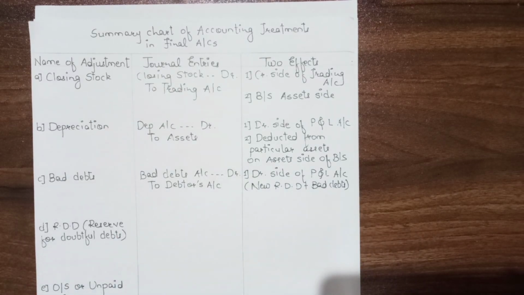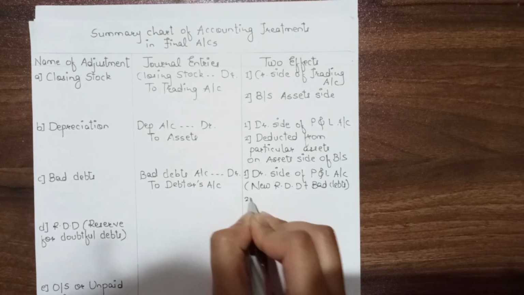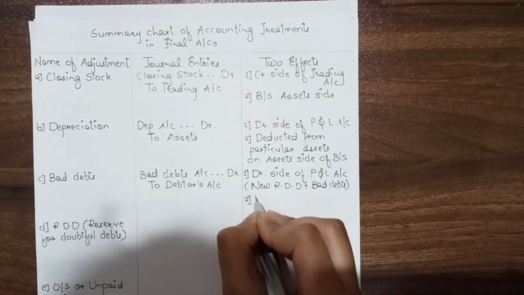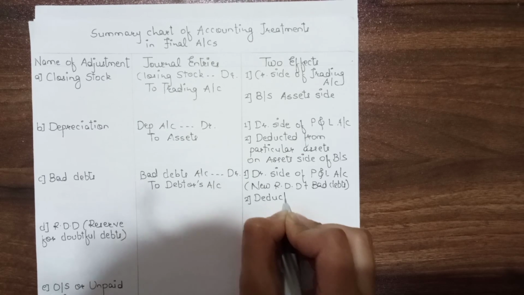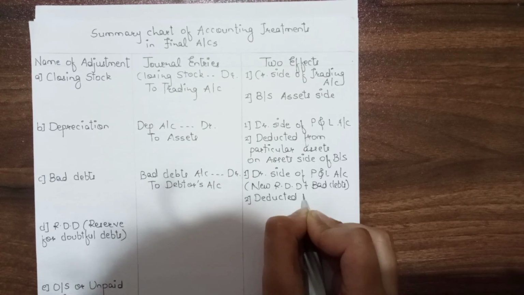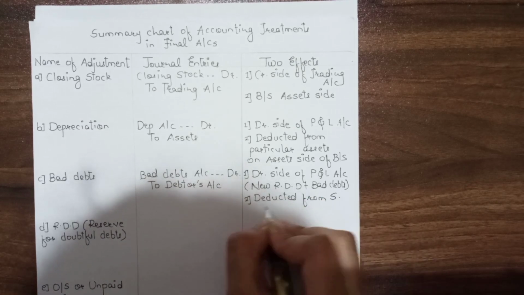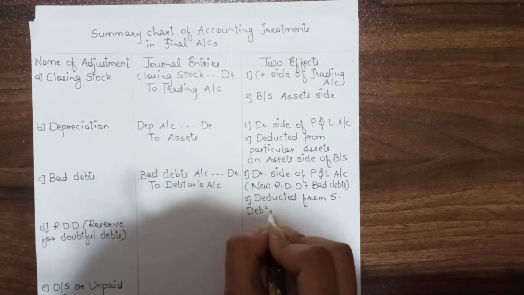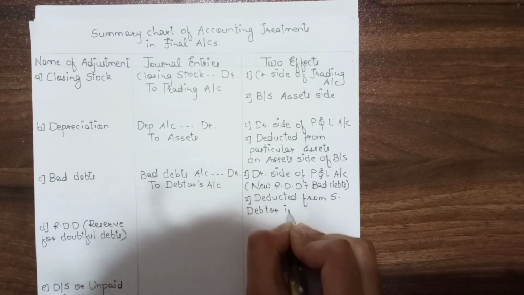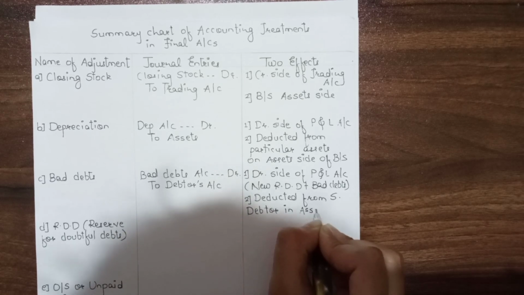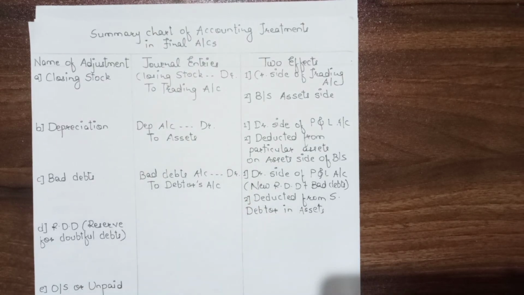And the second effect will appear in the asset side, which is deducted from sundry debtors. So I'll write here in short form, deducted from sundry debtors in assets side. Okay, next one.